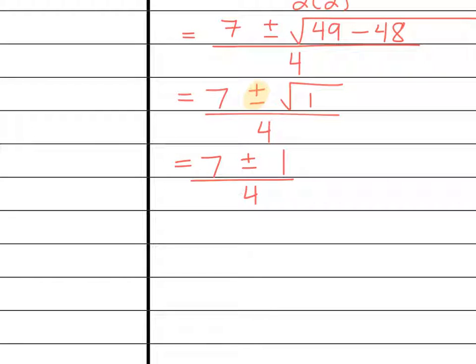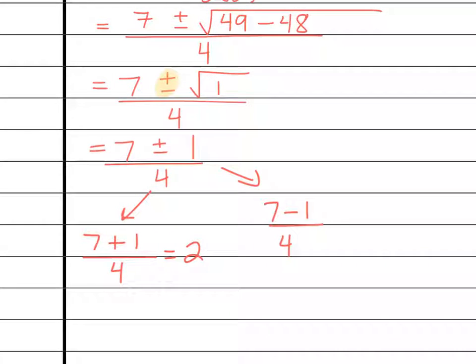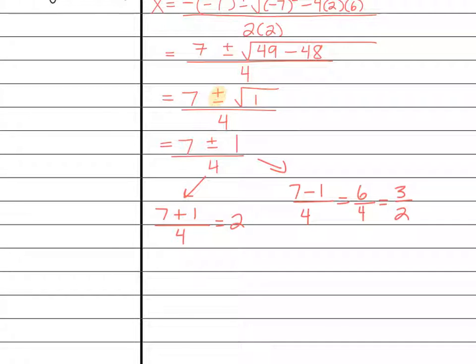7 plus 1 over 4. 7 plus 1 is 8. 8 divided by 4 is 2. Okay, that's the first one. And the other answer would be 7 minus 1, which is 6. 6 divided by 4, well, that's going to be a fraction. Please leave it as a fraction. So 6/4, but let's simplify it to 3/2. So your 2 answers are 2 and 3/2. Let's write them as points. (2, 0) and (3/2, 0).